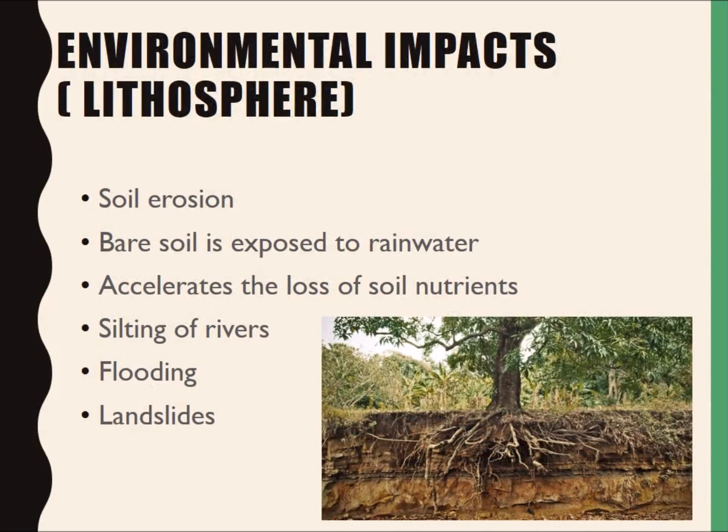For the lithosphere, there may be soil erosion, as roots of plants and organic matter can hold the soil particles together to resist erosion, and soil is protected by plants and litter from rain splash. When there is lack of vegetation cover, the bare soil is exposed to rainwater and easily washed away. Soil erosion accelerates the loss of soil nutrients and affects the regeneration of the rainforest. The sediments may also cause silting of rivers and increase the risk of flooding. Soil without protection is also vulnerable to landslides when there is heavy rainfall.